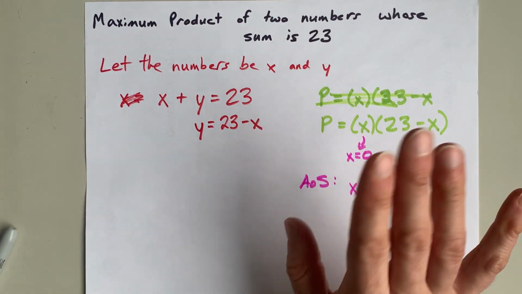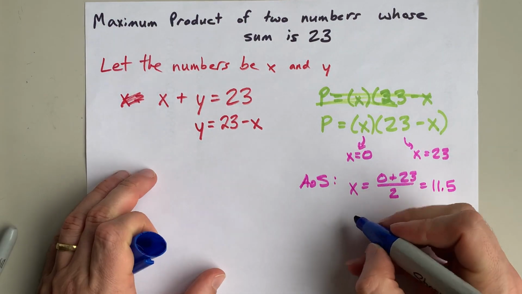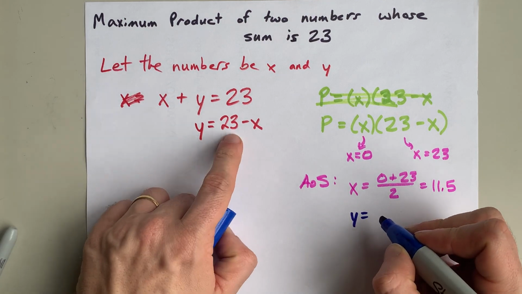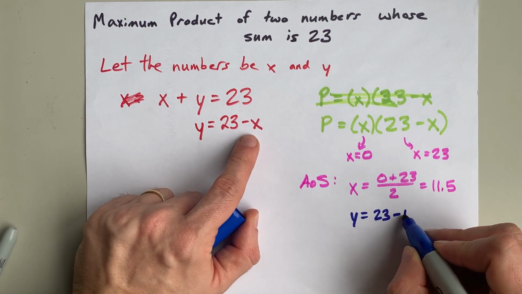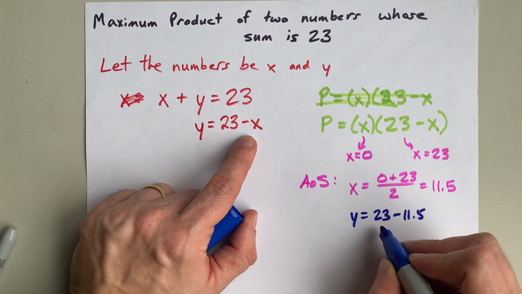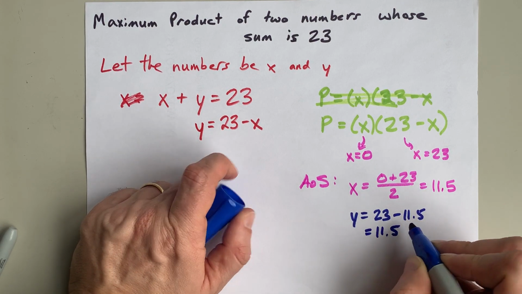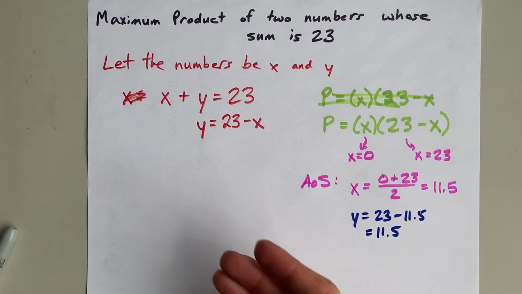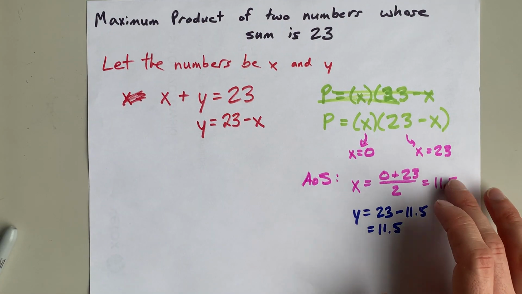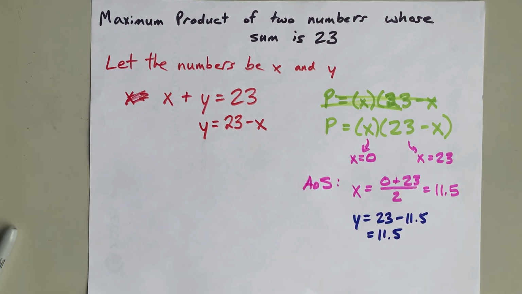I'm going to go about it just another way. I'm going to try to find out what y is. Y is 23 minus x, which is 11.5. That gives me a y value of 11.5. Okay. And so the two numbers that maximize the product are 11.5 and 11.5.